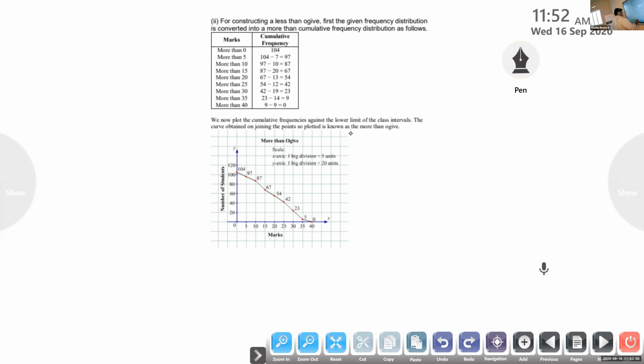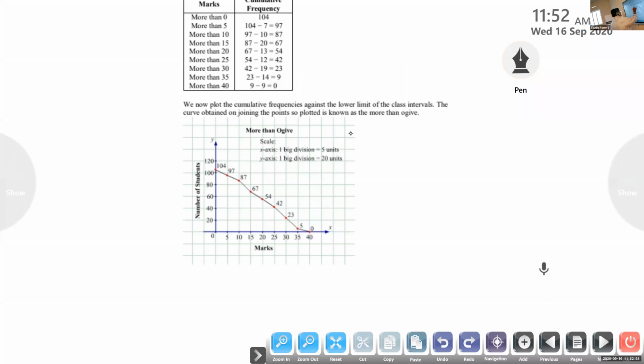First of all, we have both axes, the x-axis and the y-axis. Number of students are mentioned. Again the same method: on the x-axis 1 division is 5 units, and on the y-axis one big division is 20 units. At 0, you can see more than 0, how many are there? 104. So marked 104 here. Next, more than 5, 97 pointed here.